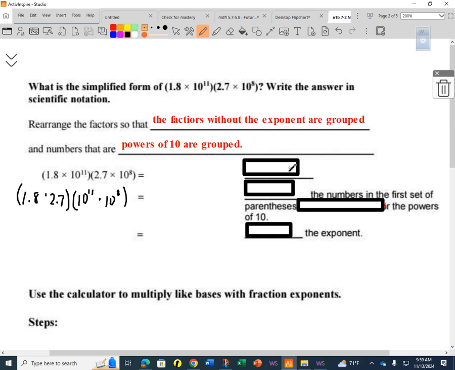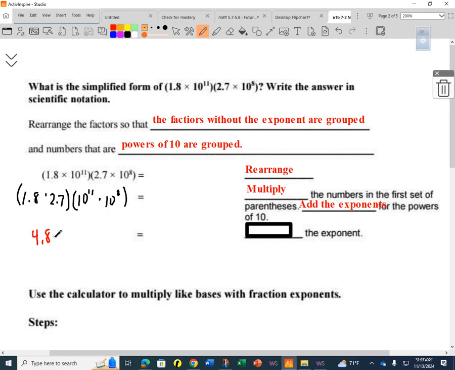So now we've rearranged. Now we're going to multiply. We're going to multiply the numbers in the first set of parentheses, and we're going to add the exponents on the powers of 10. So for here, 1.8 times 2.7, I think it's 4.5, I can't remember. No, 4.86. So that's going to be 4.86.